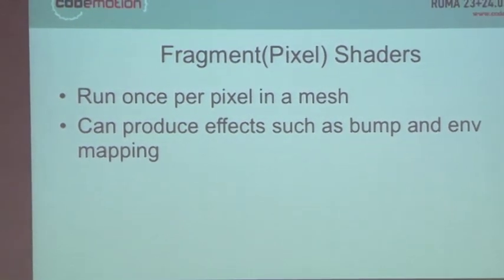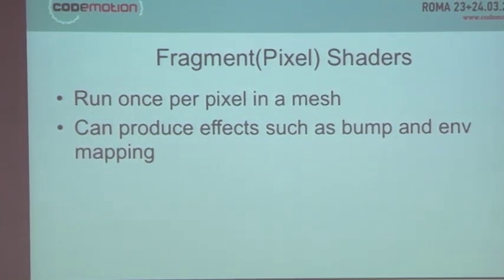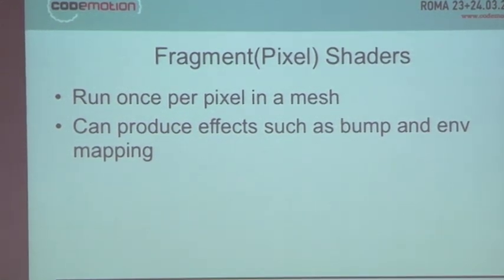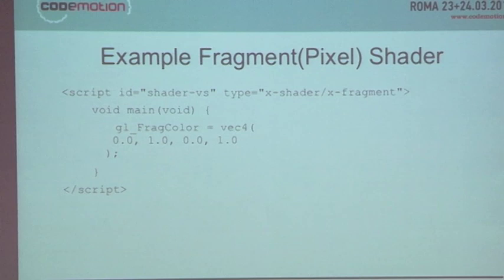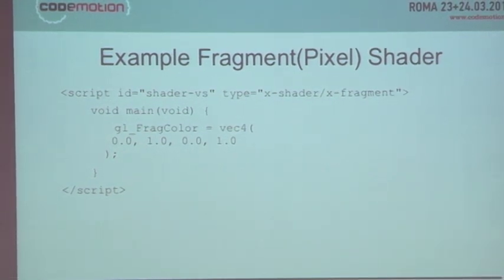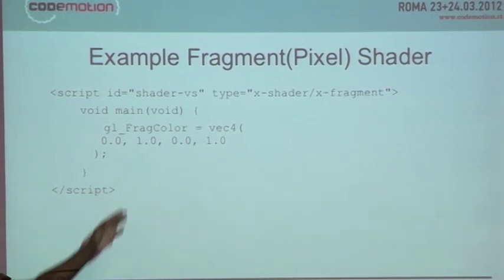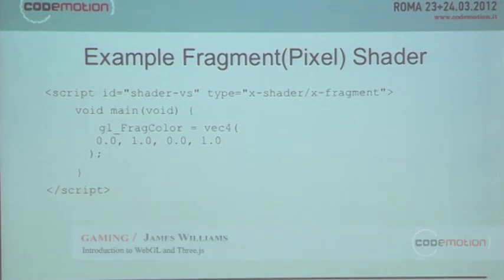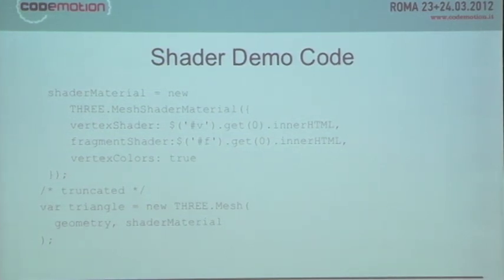And pixel shaders can do more subtle things like bump mapping and shadows, environmental mapping, things like that. And here is a pixel shader that says, I want to make every single pixel in this object green. Because this is the red, the green, the blue, and then the last one is the alpha for the opacity. All right. And here's how you use both of them.